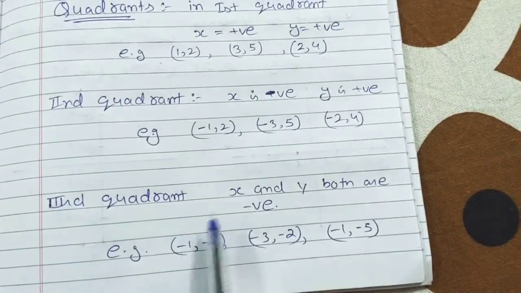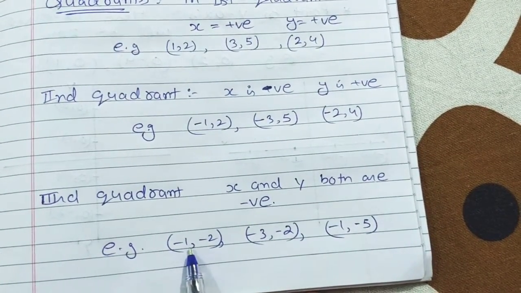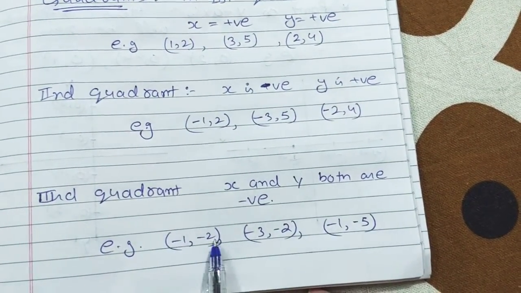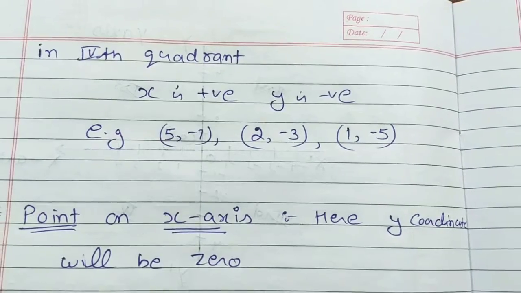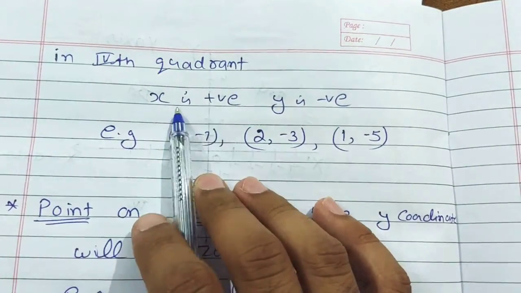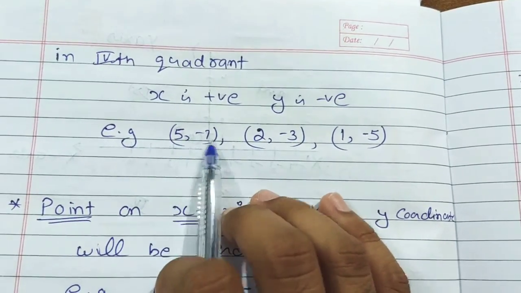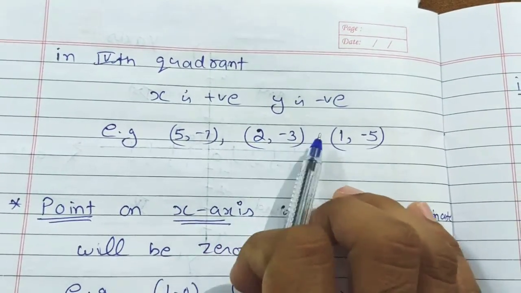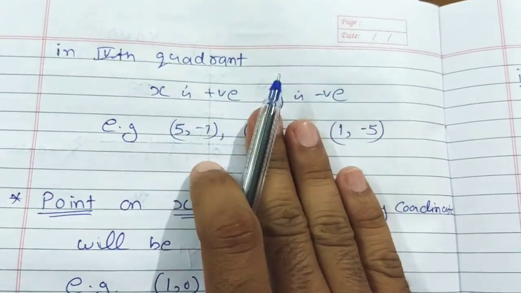In the third quadrant, x and y both are negative. So here are examples: (-1, -2), (-3, -2), (-1, -5). And last, in the fourth quadrant, x value is positive and y value is negative. So examples are (5, -7), (2, -3), (1, -5). So these are your four quadrants.